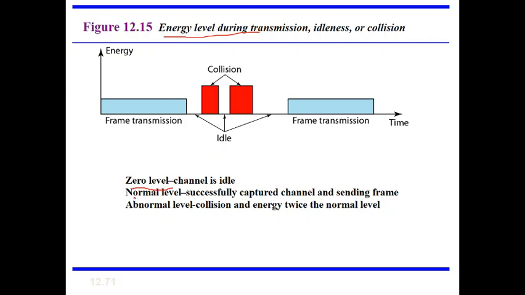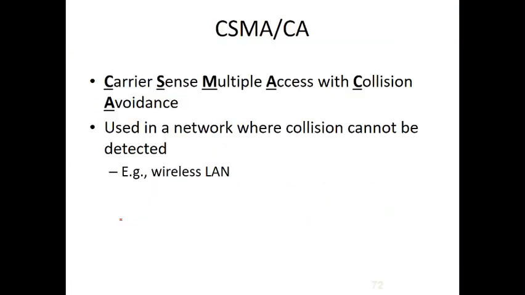If the energy level is normal, then it has successfully captured the channel and it can transfer the frame. So that is the normal level. If the signal level is at an abnormal level, that is more than the normal level, then there is a collision. So based upon the energy level of the signal, a device identifies whether the medium is idle, whether it transfers the frame, or whether there is any collision in the medium. So this is all about CSMA CD.